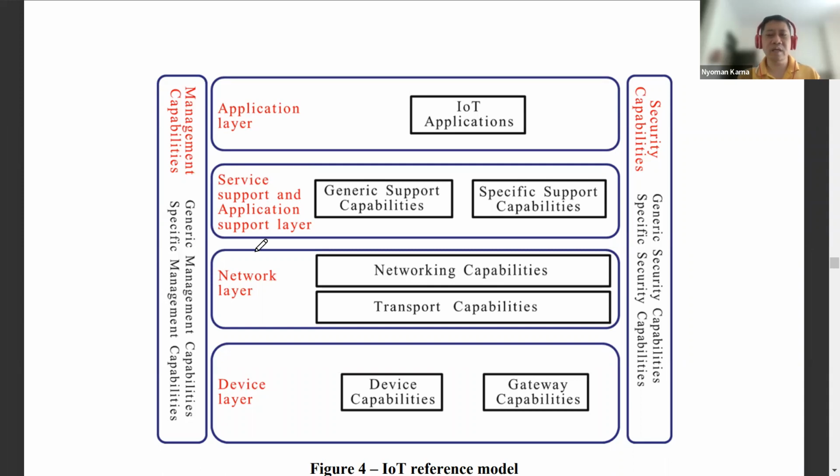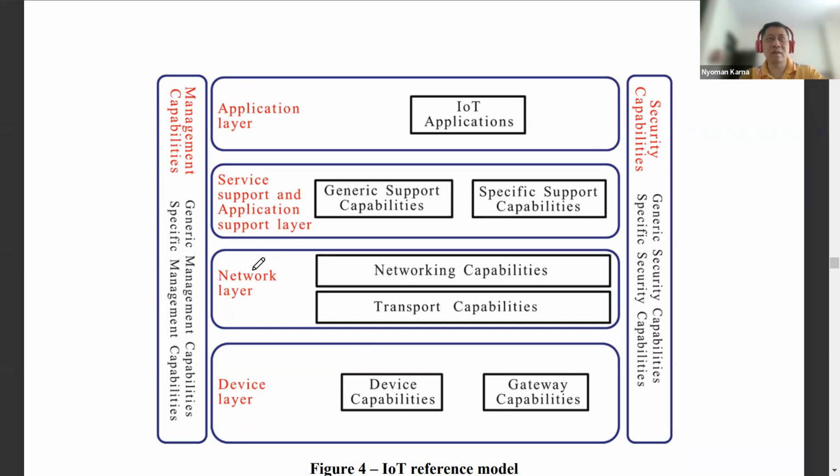And then the network layer explains 2 functionalities. The first one is the networking capability itself. So how do we send data from one IoT device to something else? Maybe another IoT device, or maybe to the IoT platform, to the storage. And then the second is transport capabilities in the network layer.